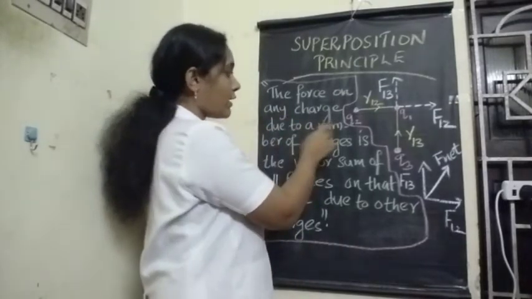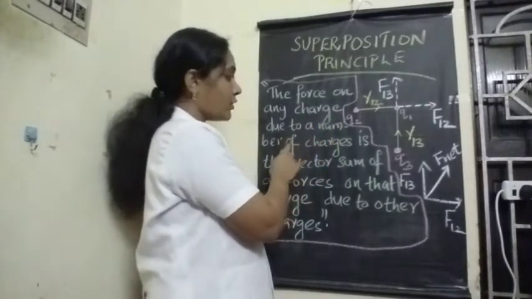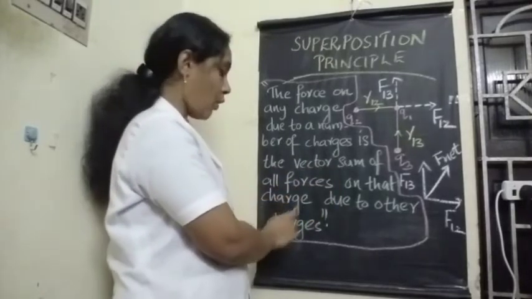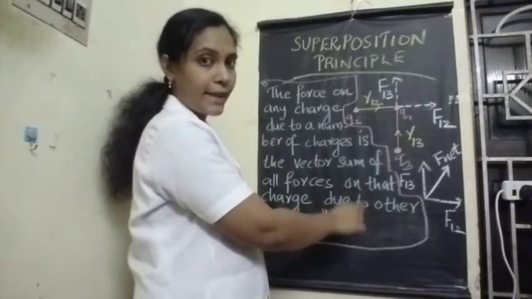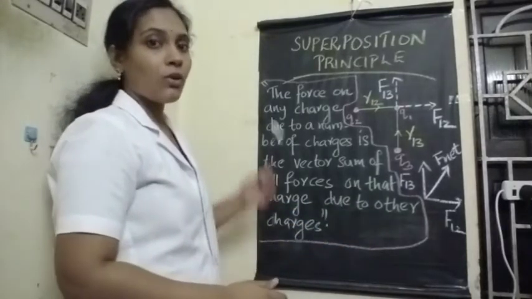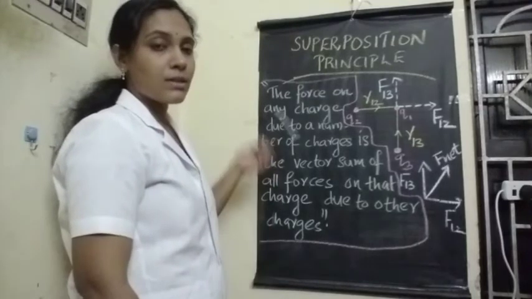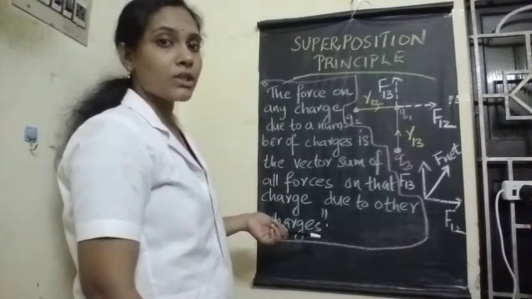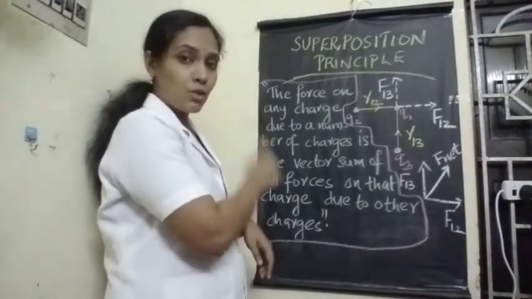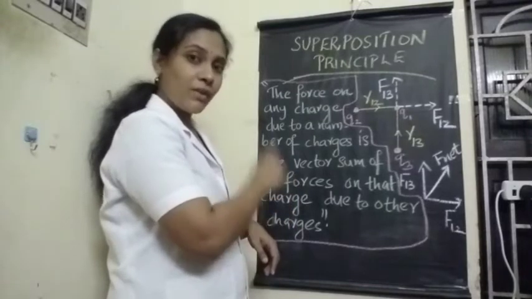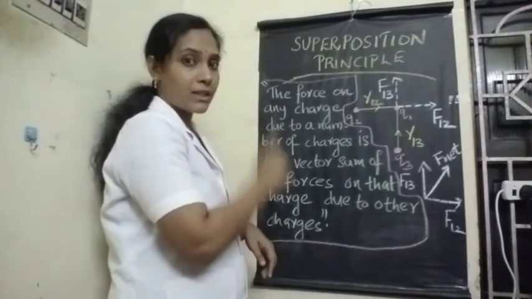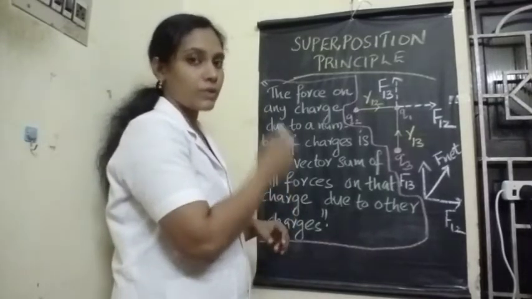And this is the statement of the superposition principle. The force on any charge due to a number of charges is the vector sum of all forces on that charge due to the other charges. So you can note down the superposition principle. This is the statement for the superposition principle. Okay. Next, using this superposition principle, how do we calculate or express the force? That we are going to discuss next.